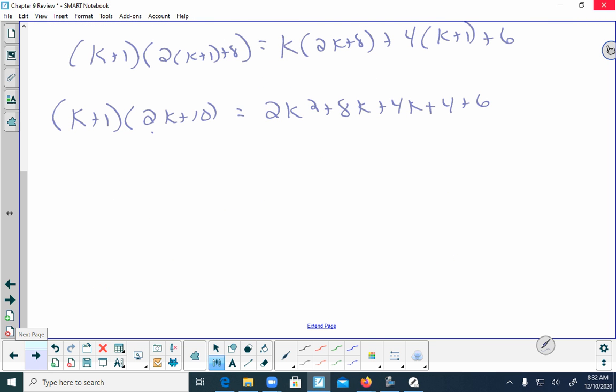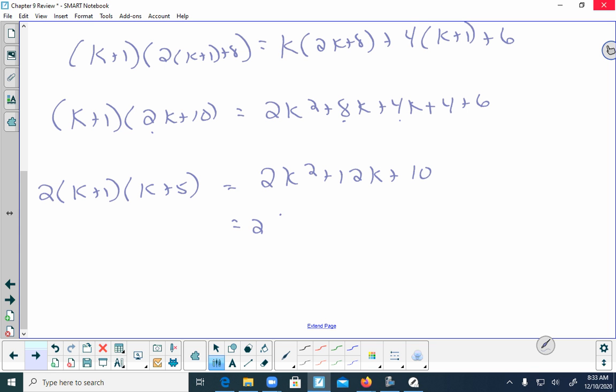I'm going to factor out the 2 if you don't mind. I wonder if you do mind. This will be k plus 1, and then this will be k plus 5. Everyone good with that? No, I can't hear you if you're not. So, okay, combining my like terms, this will be 2k squared plus 12k plus 10. I can see here that I can factor out a 2, so I'm going to do that. That'll be k squared plus 6k plus 5.